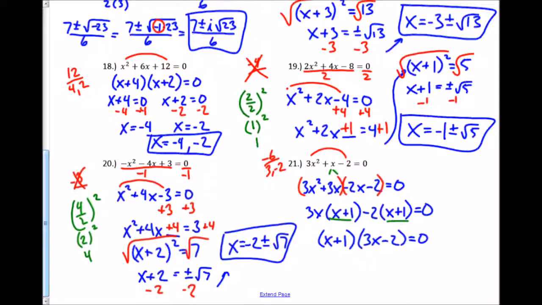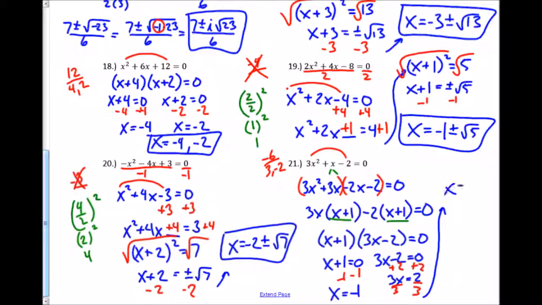To solve, I set each factor equal to 0. And I solve each. Here I subtract the 1 from each side, so I find out that x equals negative 1. Here I add the 2 to each side, so I find out that 3x equals 2. And then I divide each side by the 3, so I find out that x equals 2/3. And then, of course, my other answer was x equals negative 1. So my two solutions here are the negative 1 and the 2/3. And that's it.